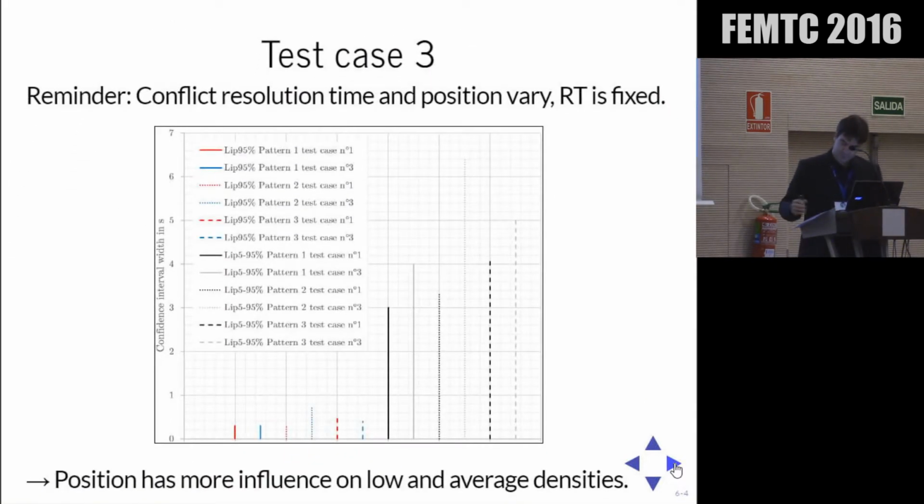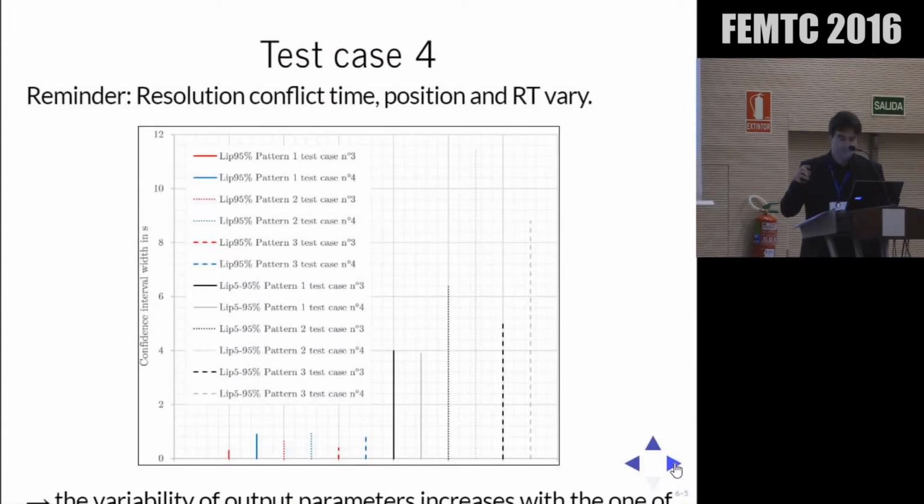Then, this figure compares the results of test case number 3 and number 1. As a reminder, the difference between test case number 3 and number 1 is on the position of the occupant. It is variable for test case number 3 and fixed for test case number 1. And the observation is the following. The position has more relative influence on low and average density, which is logical, because with a quadratic room, the occupant position is meaningless. So the method gives a consistent result on this point.